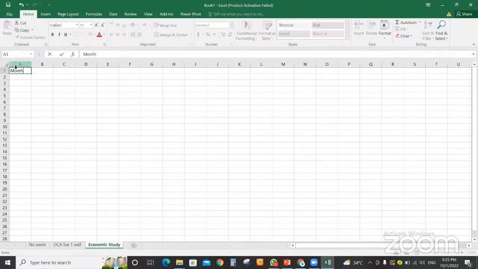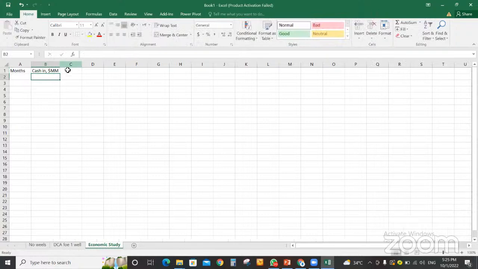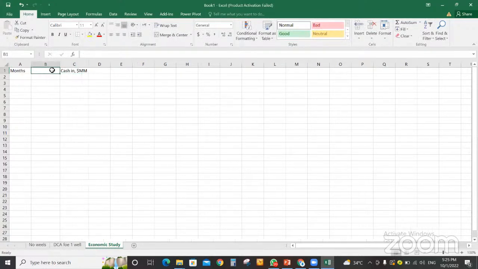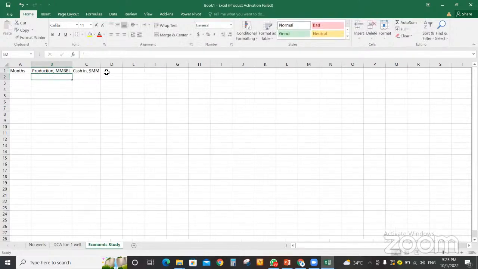Again, the first column is the months. Then the cash in. The cash in will be in $1 million. Let's have it in the third column. Here it will be the production from the 9 wells in million barrels. Then that is the cash in.